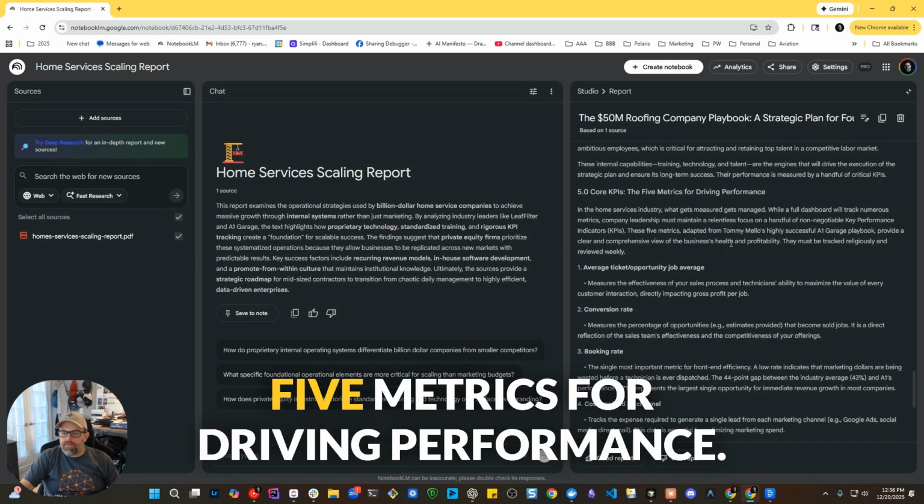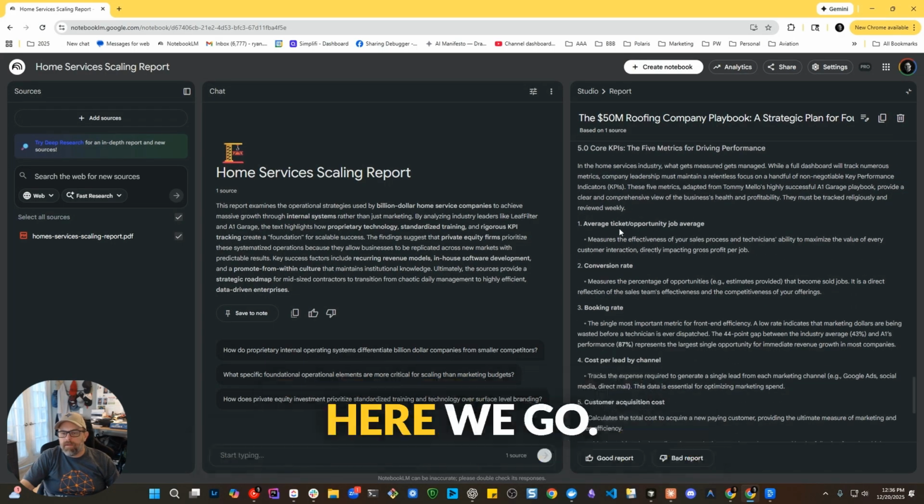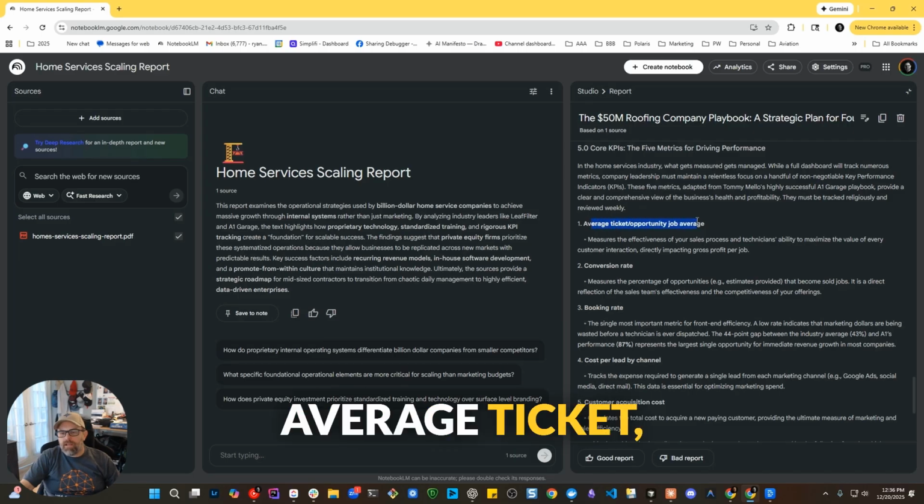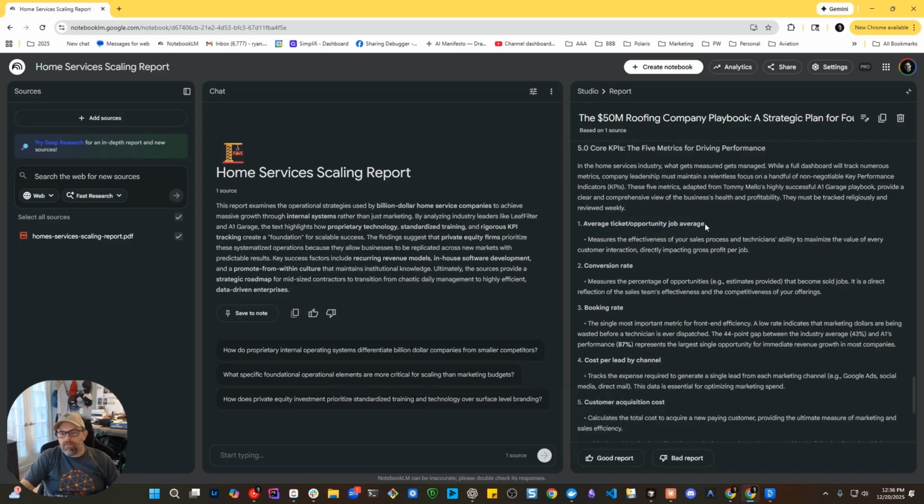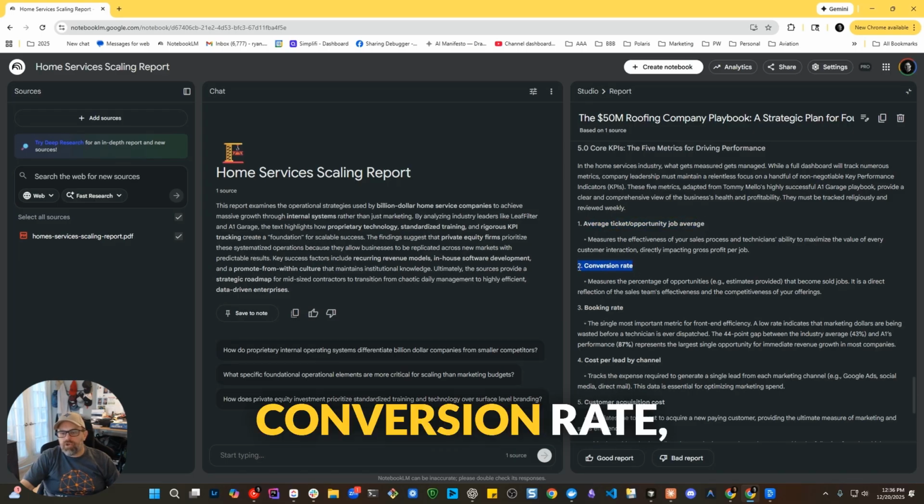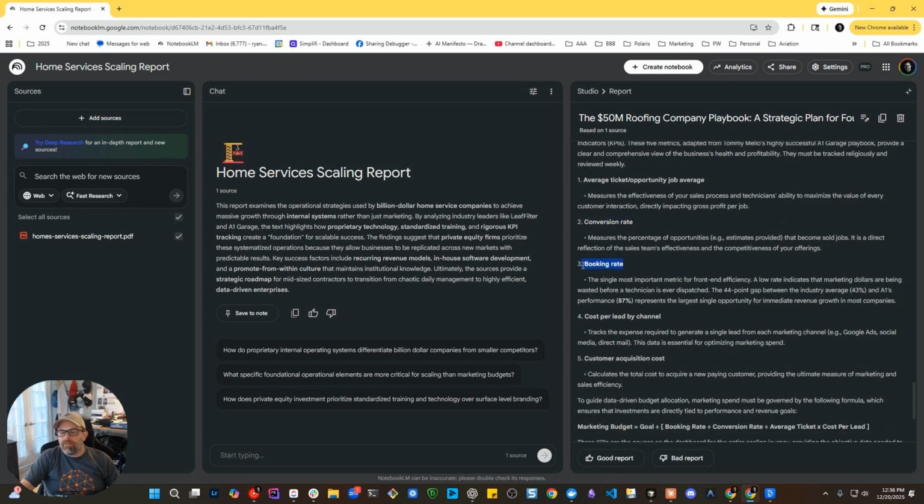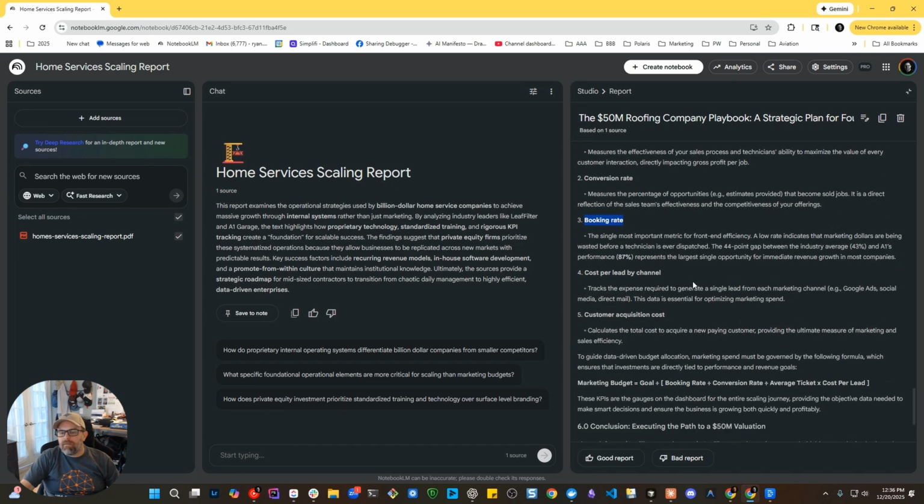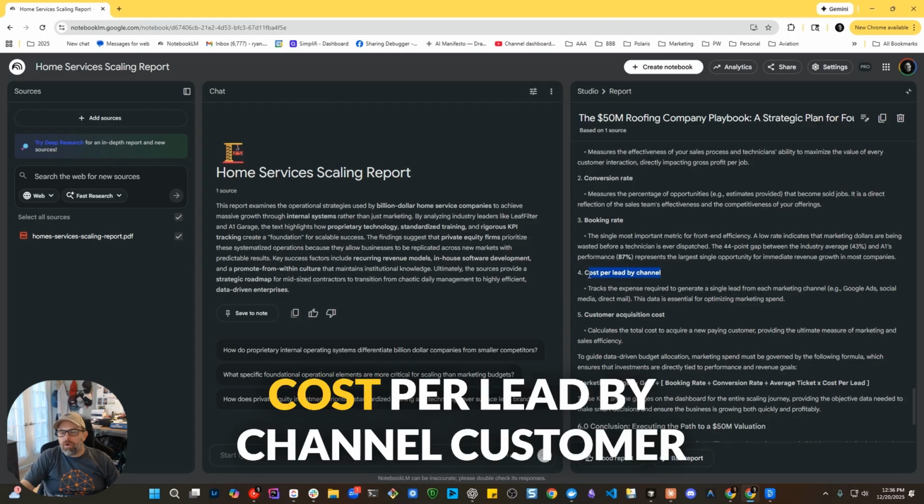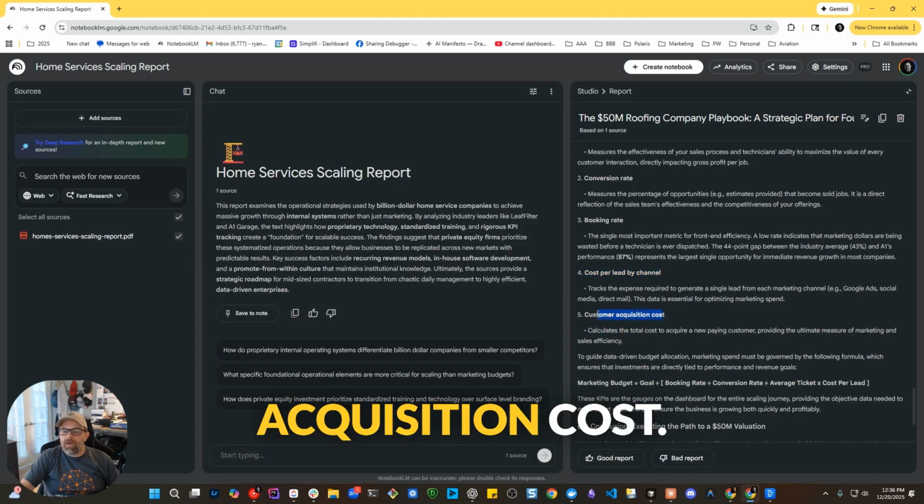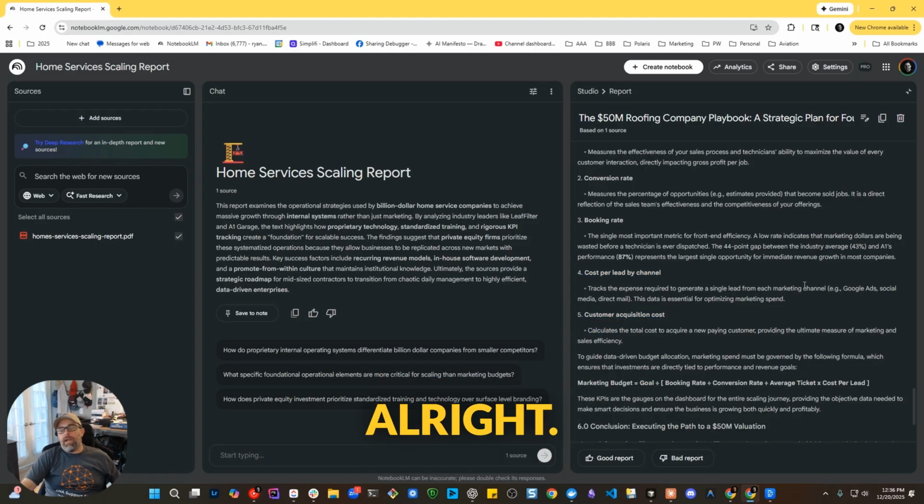Core KPIs, 5 metrics for driving performance. Here we go. Average ticket. Conversion rate. Booking rate. Cost per lead by channel. Customer acquisition cost. All right.